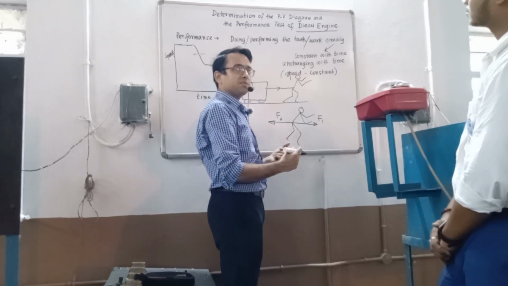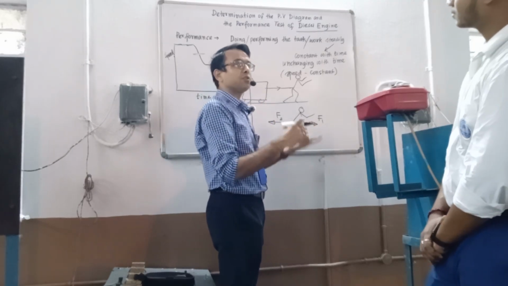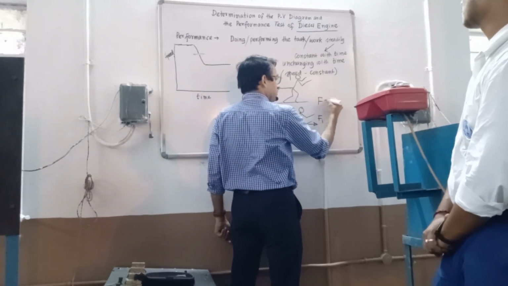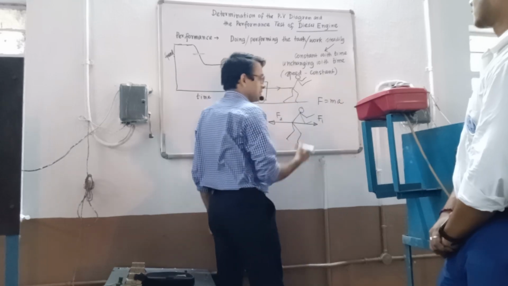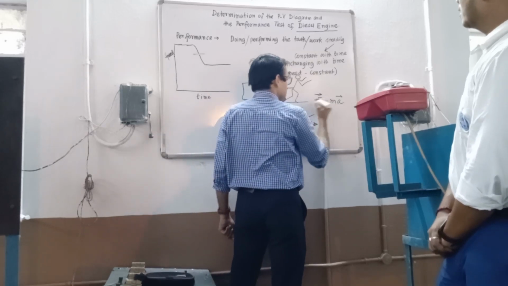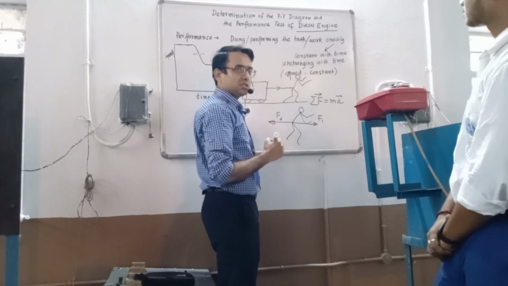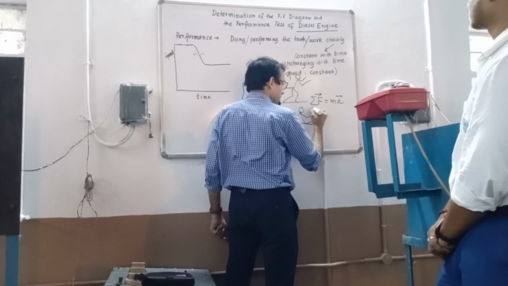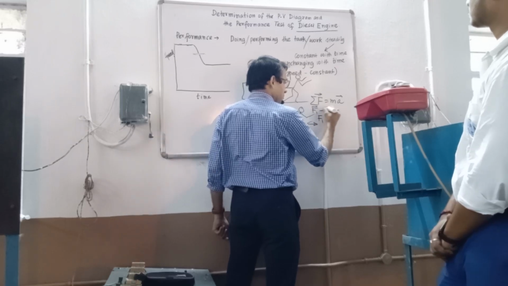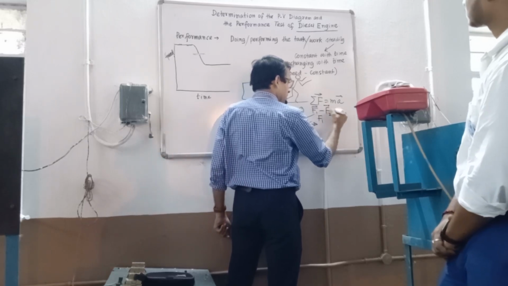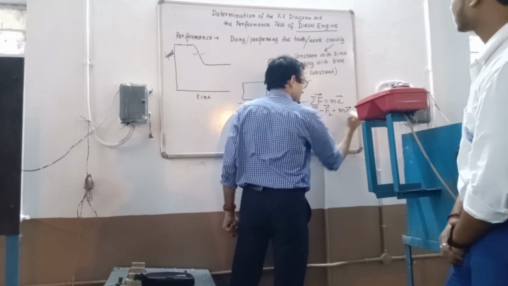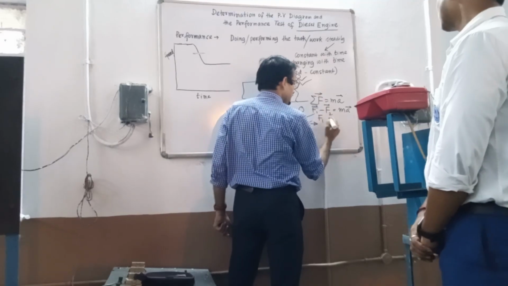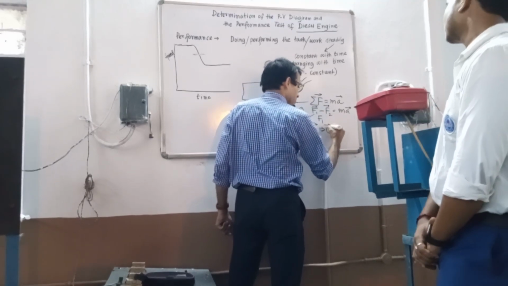When F1 and F2 become the same, your acceleration will become 0 and your speed will become constant, from Newton's second law. F is equal to mass into acceleration. This F is actually the summation of all forces, that means the resultant. The forward force is F1 and the backward force is F2. So m into acceleration.